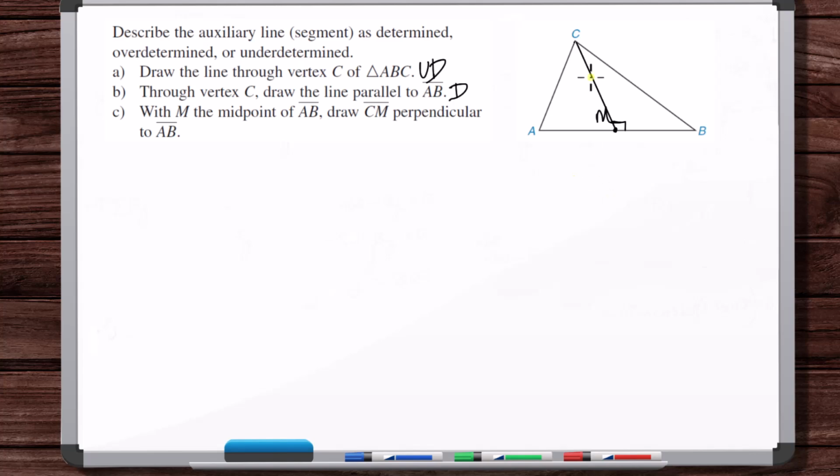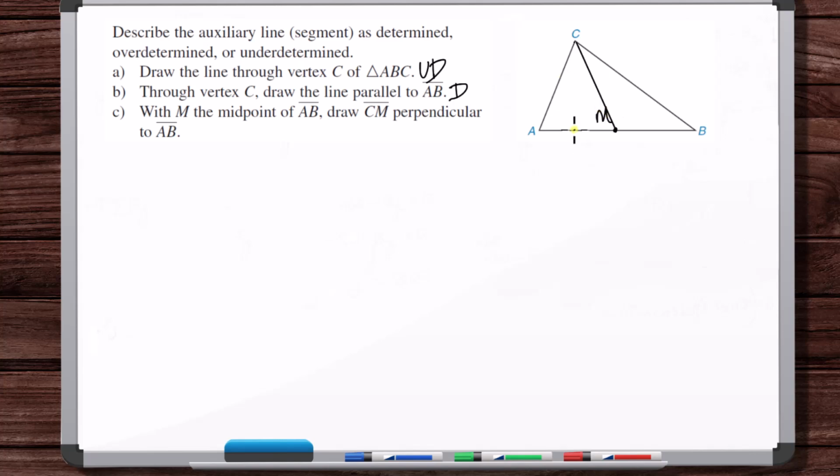We can clearly see that there's no way we can construct a perpendicular to AB that goes through the midpoint of AB and also goes through point C. So the idea is that they gave us too many constraints, and some of those constraints were conflicting. In that case, it's overdetermined, right? I couldn't give you this and say this is perpendicular. That's clearly not. We know you can use your protractor to get an estimation, right?